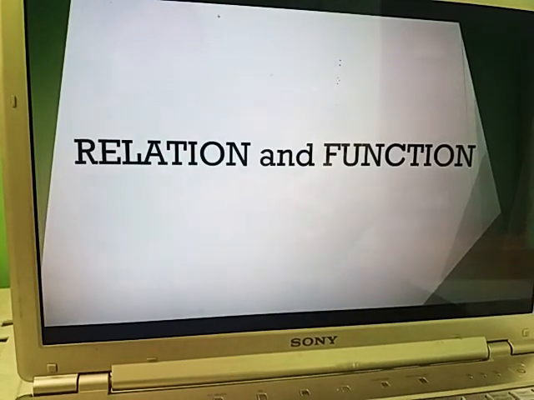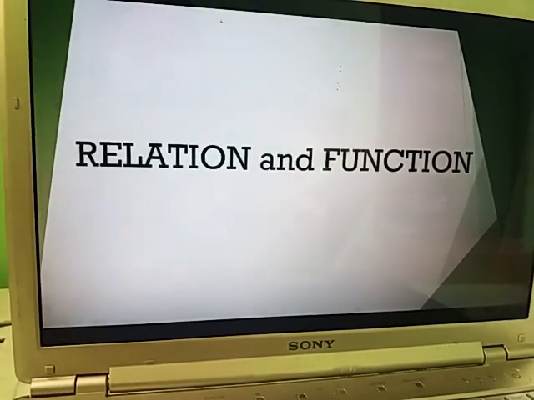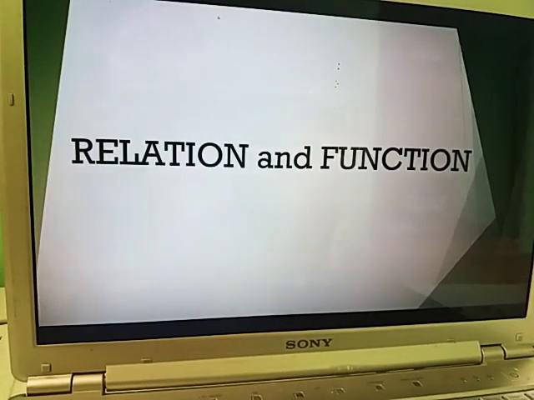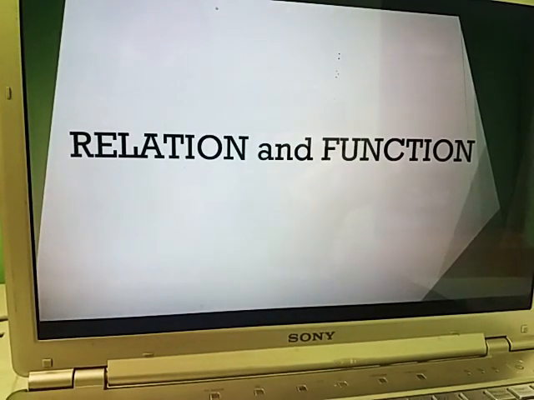So, those are some examples of function and relations. I hope that you understand function and relation. So, if you have questions, you can just ask me.